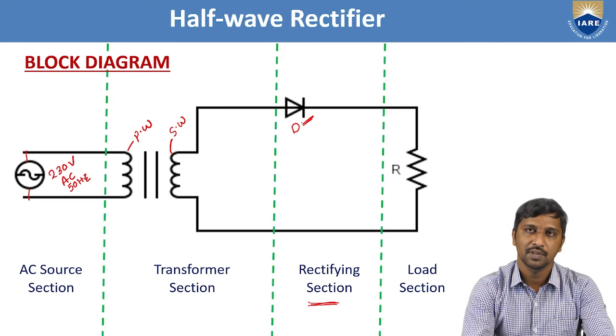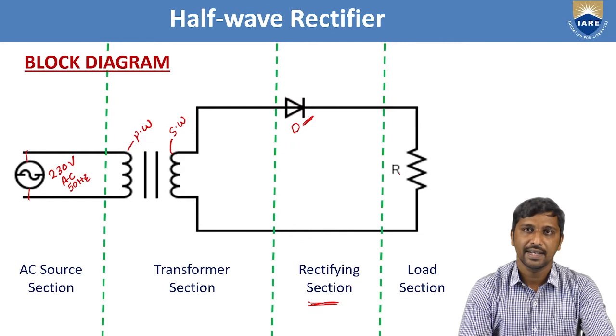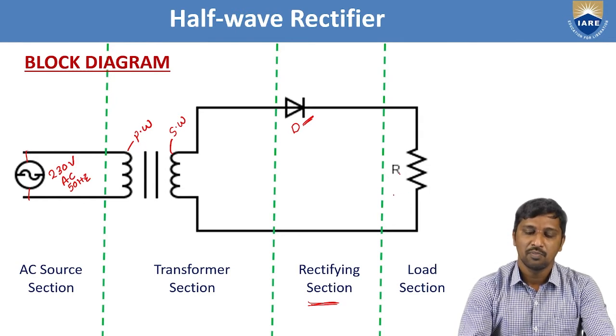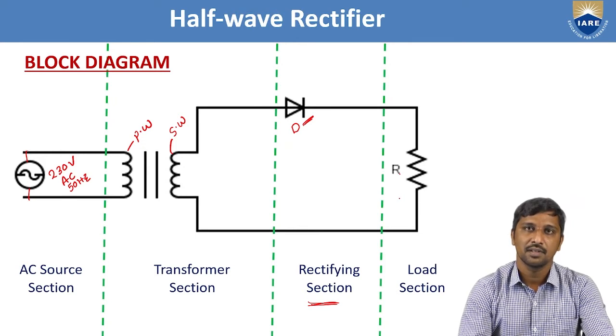So here I made it this way. We can also remove this diode, but the operation will be different. So we have three major sections: the transformer section, the rectifying section, which contains only the diode, a single PN junction, and the load section, which contains a load resistance RL. By using this process, the circuit processes the AC signal into a pulsating DC signal.